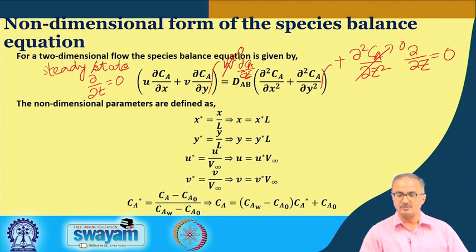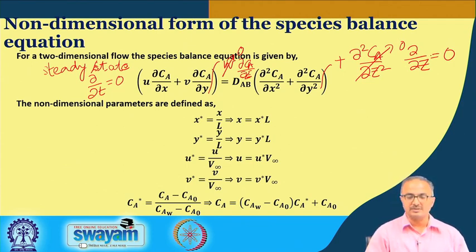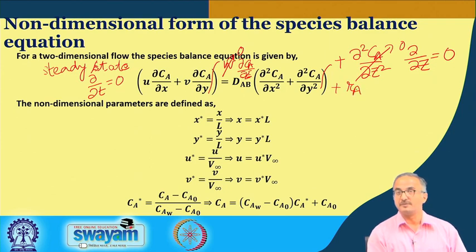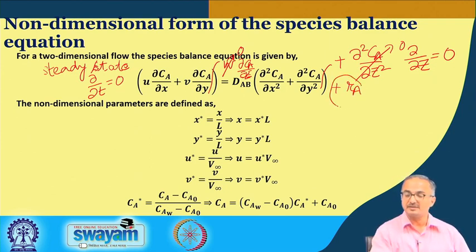This term is also taken to be 0 by taking dou by dou Z equal to 0. We are also assuming that there is no reaction, so there is no generation or consumption of the species A. This A signifies the species here. Otherwise, if there is a reaction by which species A is generated or consumed, then we can write that kind of a term over here. This will signify the generation or consumption.